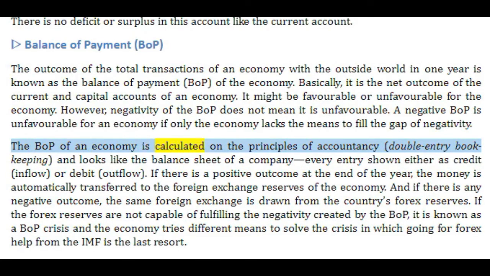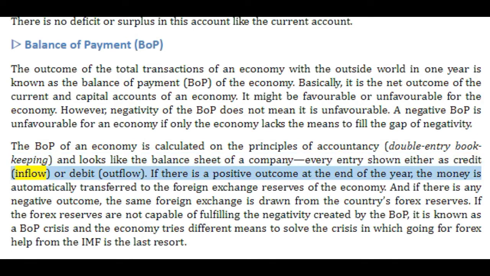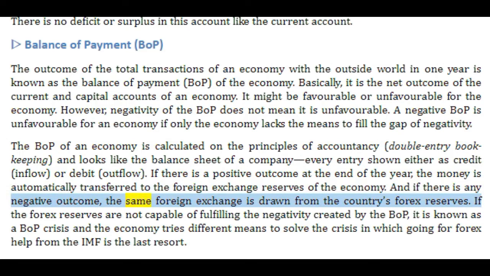The BOP of an economy is calculated on the principles of accountancy, double-entry bookkeeping, and looks like the balance sheet of a company. Every entry is shown either as credit, inflow, or debit, outflow. If there is a positive outcome at the end of the year, the money is automatically transferred to the foreign exchange reserves of the economy. And if there is any negative outcome, the same foreign exchange is drawn from the country's forex reserves.